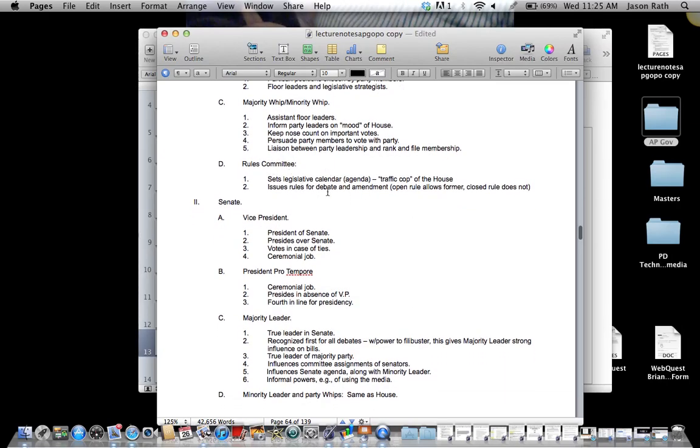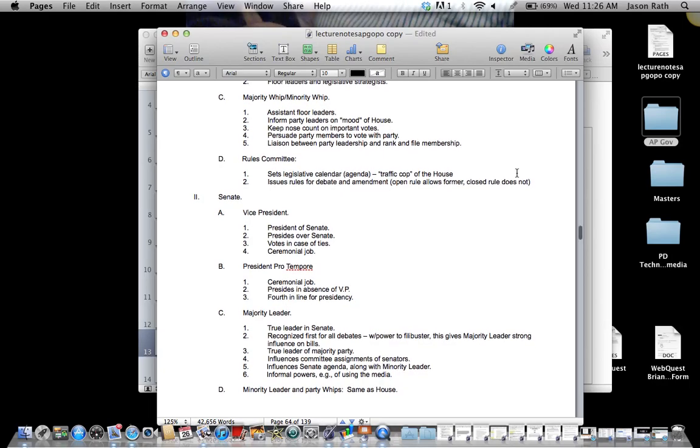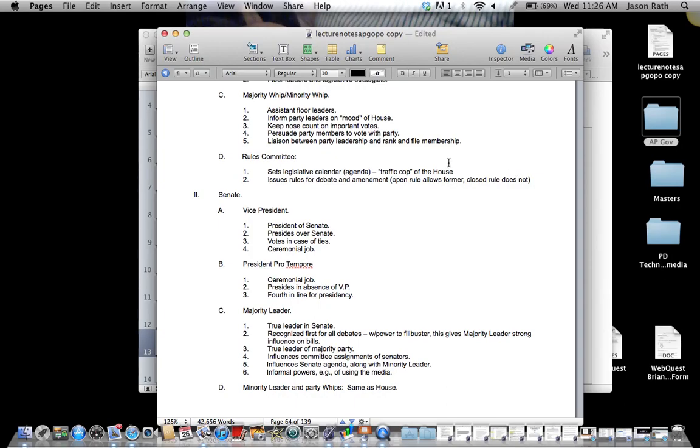Rules committee sets the legislative calendar and agenda. Traffic cop for the House. Again, they set when things are going to be proposed, things are going to be looked at, what bills are going to be voted on, things of this nature. Very important. They issue rules for debate and amendment. Open rule allows, form, or closed rule does not. Okay, so who's on this committee is one of your questions you need to tell me.